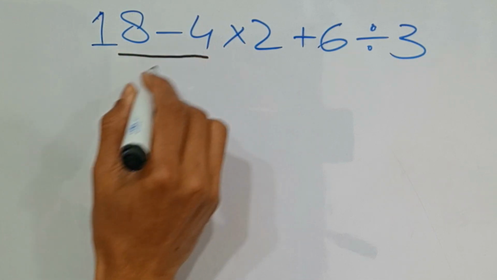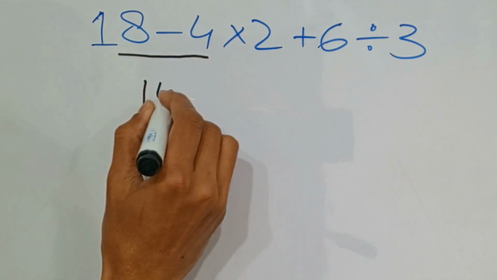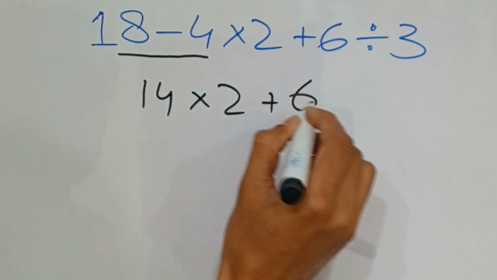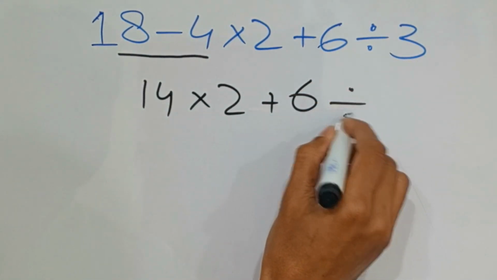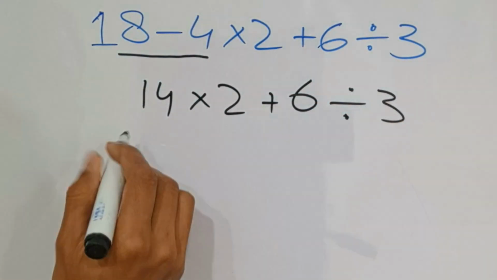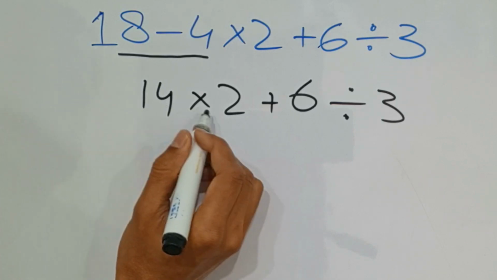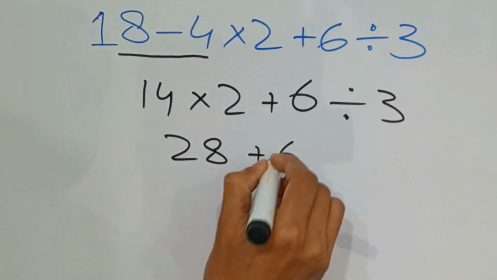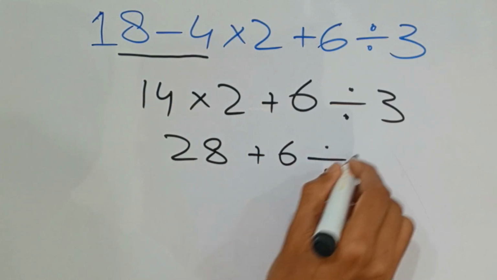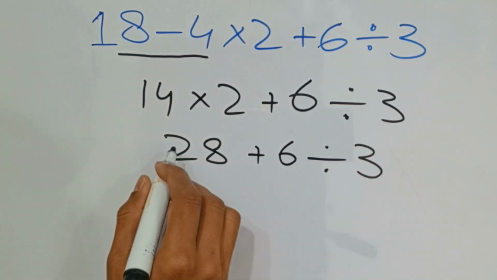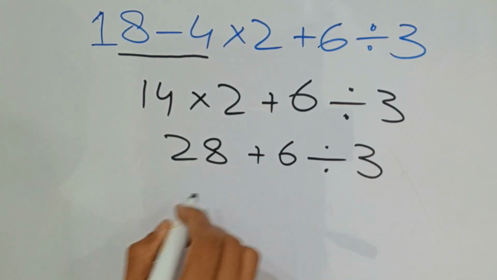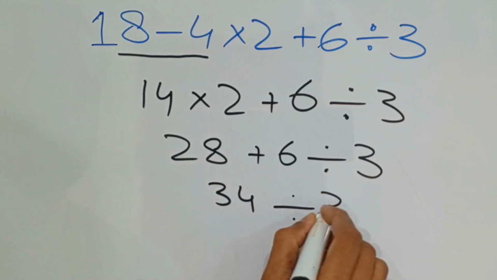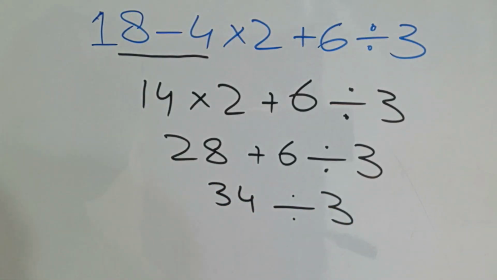18 minus 4 equals 14, right? Times 2 plus 6 divided by 3. Now 14 times 2 equals 28, right? Plus 6 divided by 3. Now 28 plus 6 equals 34 divided by 3.